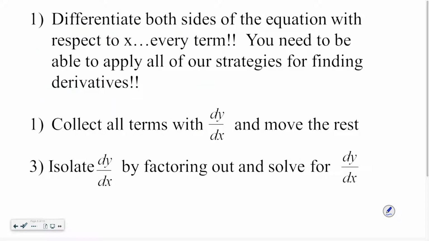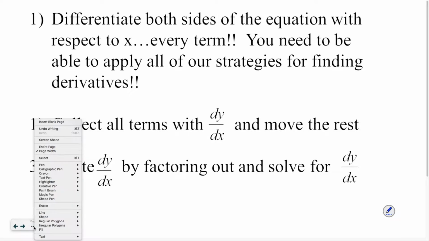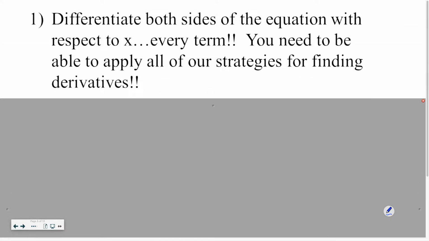So this is what's going to happen. When you have an implicit equation, I am going to ask you to differentiate both sides with respect to x. Just one term at a time, you are going to take the derivative with respect to x. You could have some products, you could have some quotients, you could have some simple power rules, you could have some trigonometric functions. Now, you might have more than one term with a dy/dx.